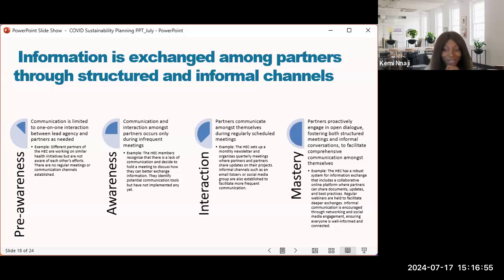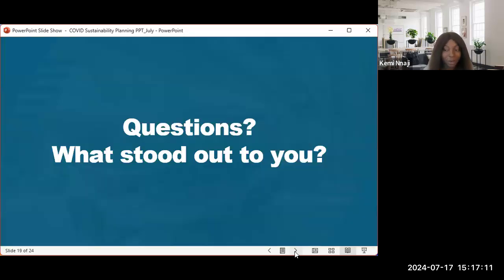All right, so that was the final aspect for communication. I feel like I went through that pretty quickly, but all the information is there on the PowerPoint, so feel free to go through it at your convenience. But now I'd like to open it up for any questions or thoughts on what stood out to you from these components. Are there any general questions that folks have?